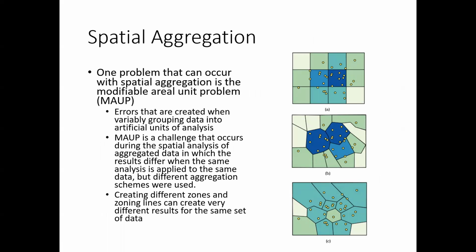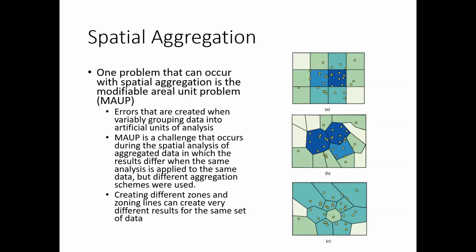Spatial aggregation is another way to do things, and this goes to a problem called the modifiable areal unit problem. These are errors that are created when variably grouping data into artificial units for analysis, such as we might have with political divisions within districts in a political area. The modifiable areal unit problem is a challenge that occurs during spatial analysis of aggregated data, in which the results differ when the same analysis is applied to the same data, but we use different aggregation schemes. And so we create different zones and zoning lines, and we get very different results.